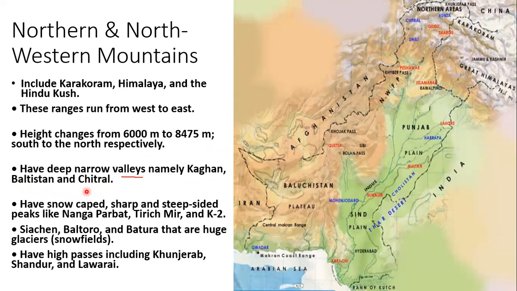So here we find Chitral. Kagan is on these spaces, whereas Baltistan, Gilgit-Baltistan, clear, Gilgit, Skardu, Hunza, Astore and all the affiliated regions have snow-capped, sharp and steep-sided peaks like Nanga Parbat, Tirich Mir and K2.